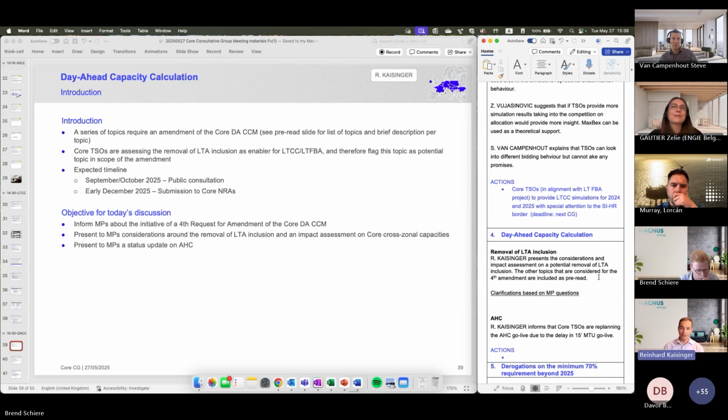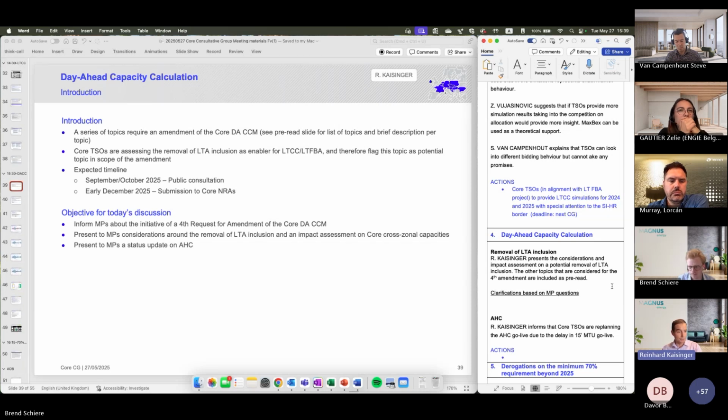Good. Thanks a lot. Good afternoon, everybody. As Steve mentioned, connected to the previous discussion, here is a first impact assessment on what it would mean to turn off LTA inclusion in the day-ahead timeframe. This is a topic that is coming as an upcoming request for amendment to the core day-ahead CCM, next to a few other topics that we added in one of the following slides as a pre-read. We would not want to discuss those in detail today, but focus on this one.